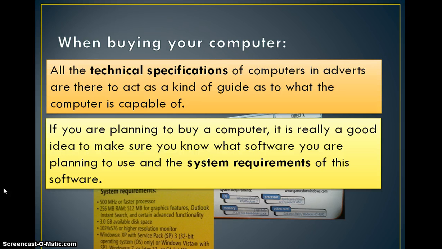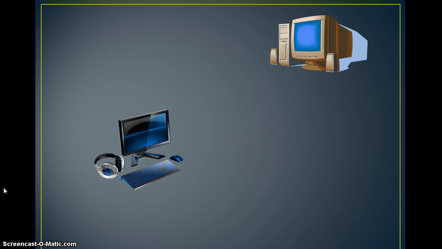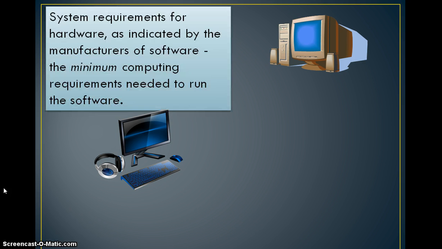So when you are buying a software program, there are system requirements. What is it that you need on your computer to be able to run that piece of software? When you are talking about these requirements that are listed on the software box or the software program when you install it, they're talking about the minimum computing requirements. So that's the bare minimum that you need. Obviously, if you've got better than that, then that's fine, but you cannot have lower than those specifications.